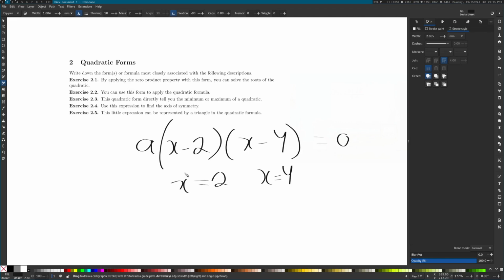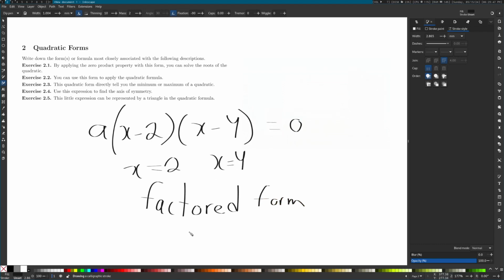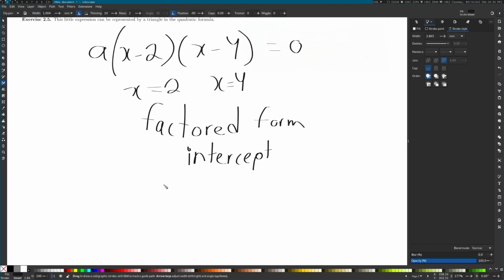And this form is called factor form, since we break it down to factors that we can use the zero product property on. Factor form. And an alternate name for this form: since x equals 2 and x equals 4 are the x-intercepts, this is also called intercept form. Okay, so this form has two names. When you write it as x minus a times x minus b, you can actually use whatever variable you want.